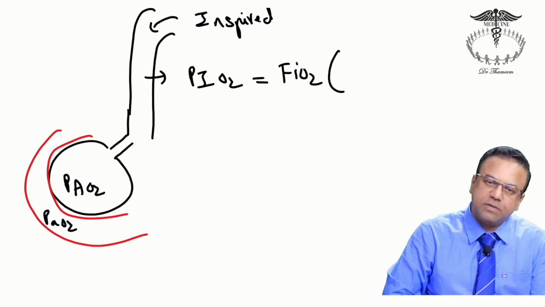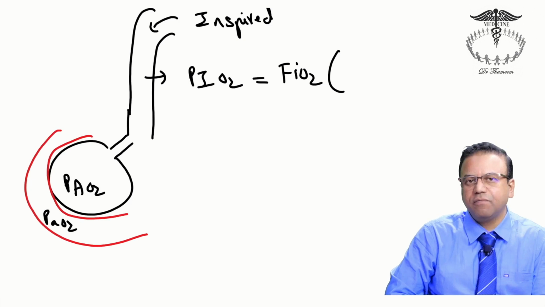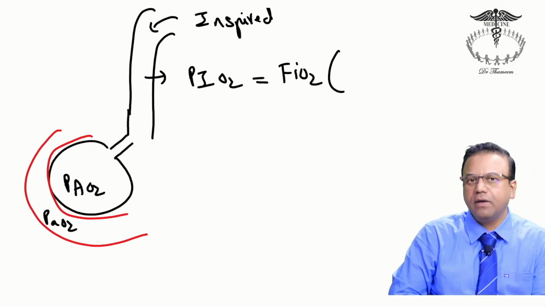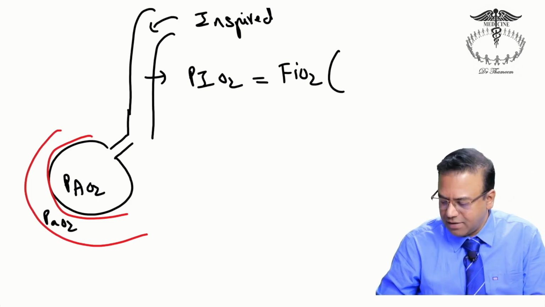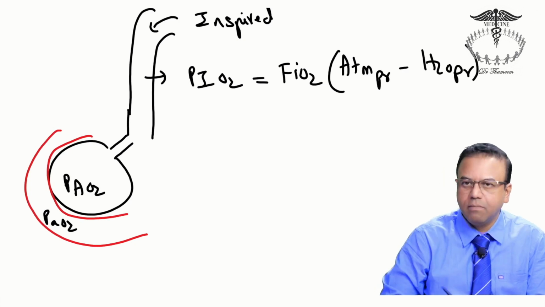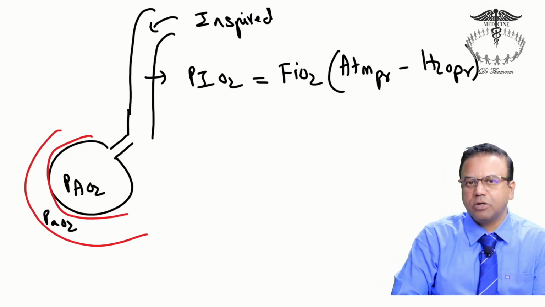But the problem is atmospheric pressure alone is not enough, because when we are breathing in, the air gets humidified, and that has to be subtracted. This is the reason why we say atmospheric pressure minus water vapor pressure. This is known as the partial pressure of inspired oxygen.